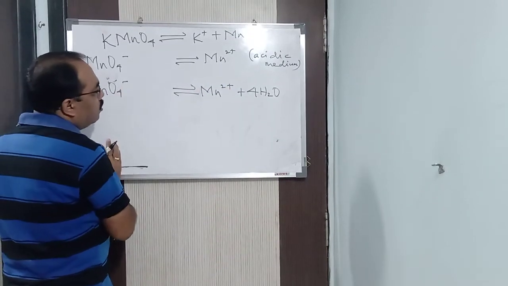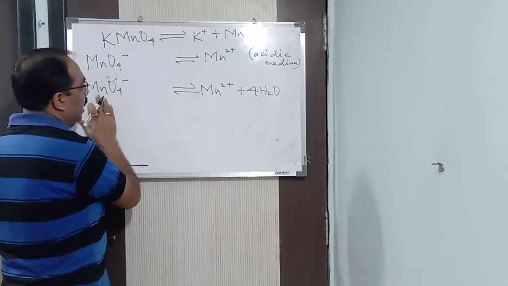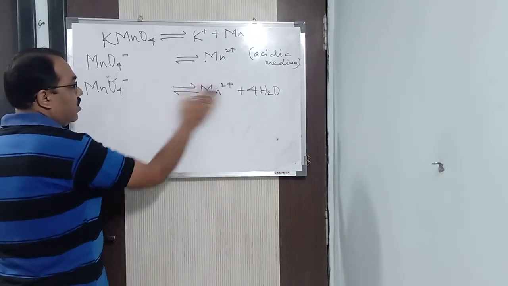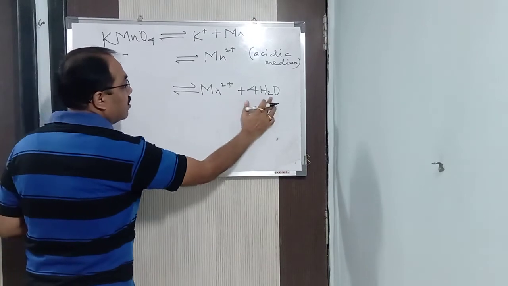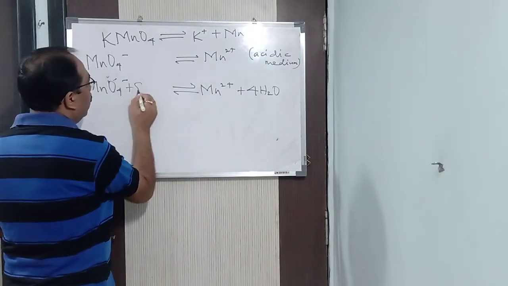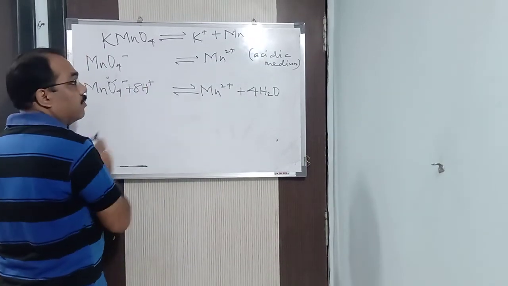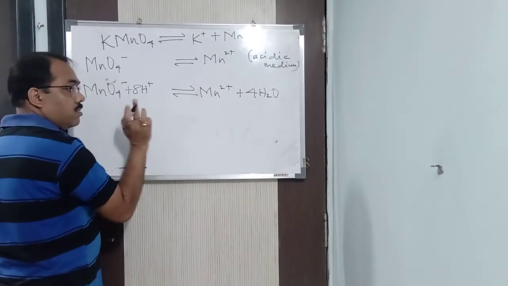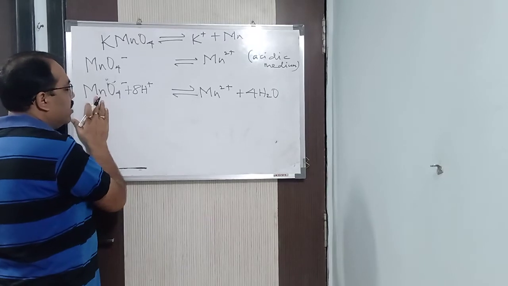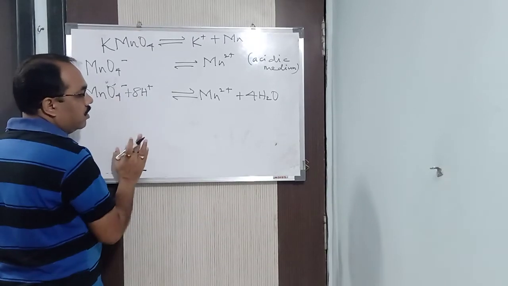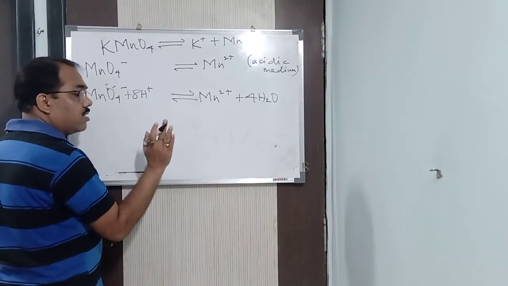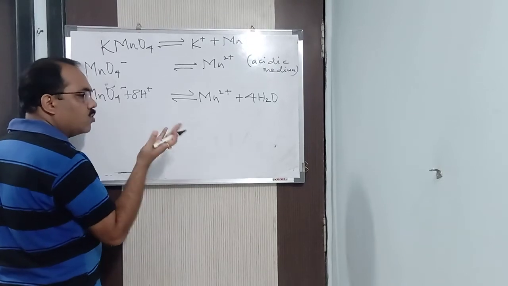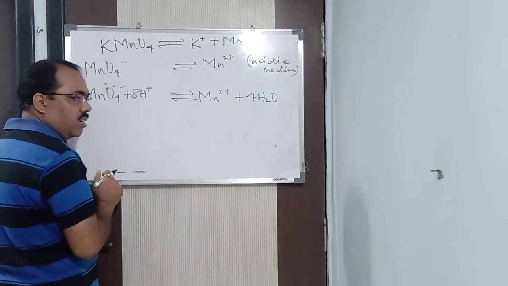Fine. Now to balance the hydrogen, because you see Mn is balanced, oxygen is balanced. Now you have to balance hydrogen. How many hydrogens are there? 8. So what will you do? 8H plus. Acidic medium, na? So H plus, I told you already. So 8H plus. Got it? Now you can see Mn is balanced, oxygen is balanced, hydrogen is balanced. But you have to balance the charges. That is the most important thing which I want.